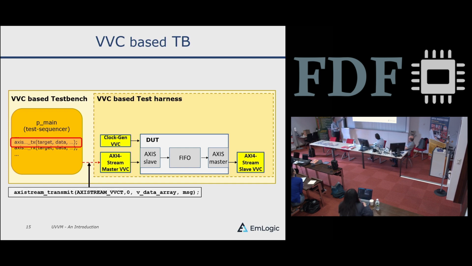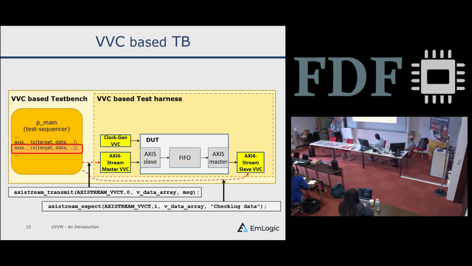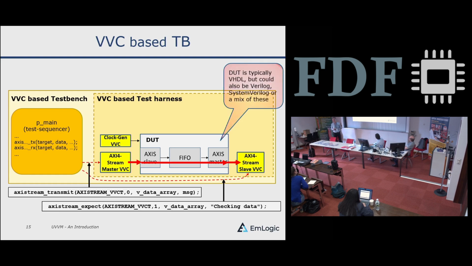So what we do first here is an AXI stream transmit, and we're telling the system which one we're talking to. That's the AXI stream verification component, instance number 0 in this case. And we provide a data array to that. The test sequencer can also talk to the receiving AXI stream slave on the other side and tell it to expect this data array. Then data is provided through the device under test, ends up on the slave AVC, and it'll check the data that it was expected to receive.